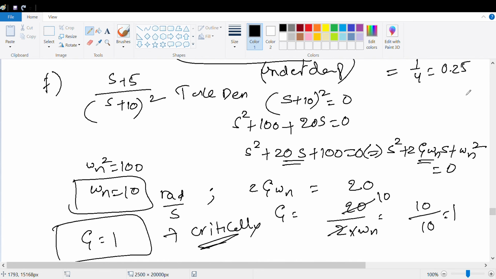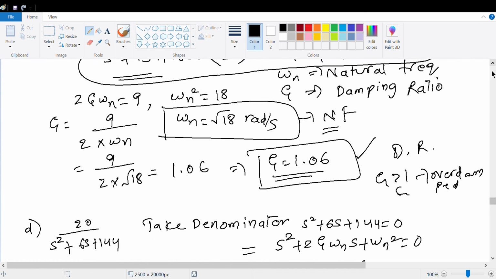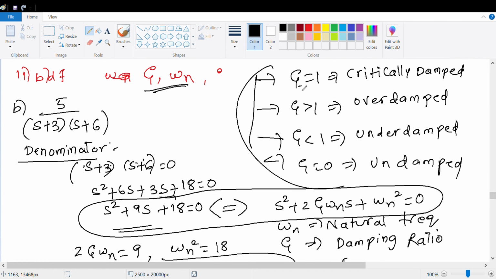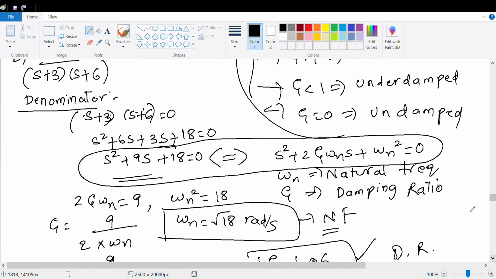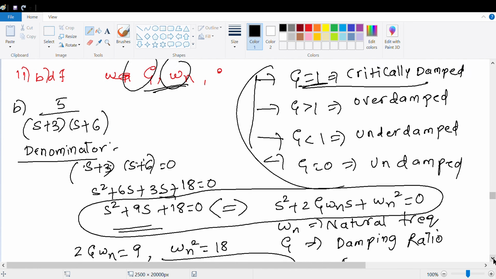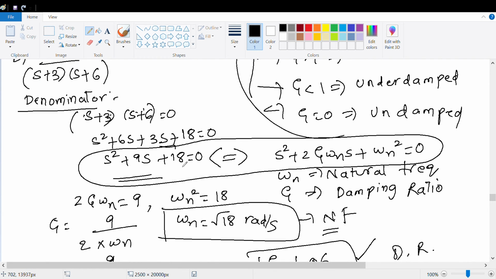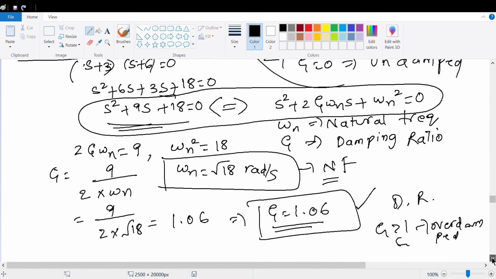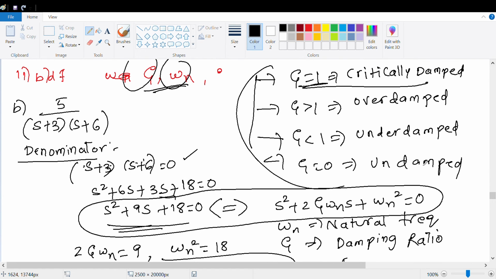So zeta is 1 means critically damped system. Now let's move on here. In this question they ask for damping ratio and natural frequency. So how we will find this is, we take the denominator, and we find it in terms of s square plus 9s plus 18. We should equate this to s square plus 2 zeta omega n s plus omega n square equal to 0, and we will find zeta and omega n. If zeta is 0, it is undamped; if it is less than 1, underdamped; greater than 1, overdamped; and equal to 1, critically damped.